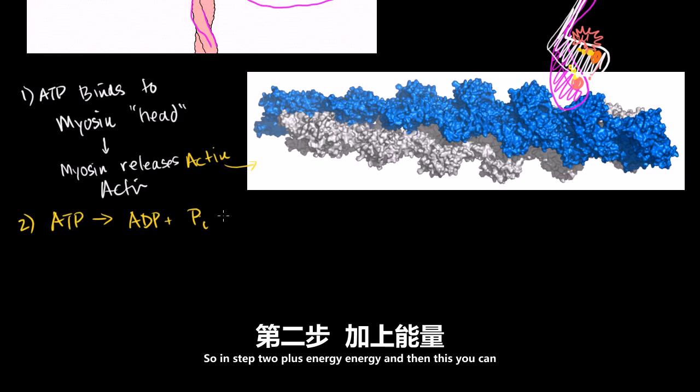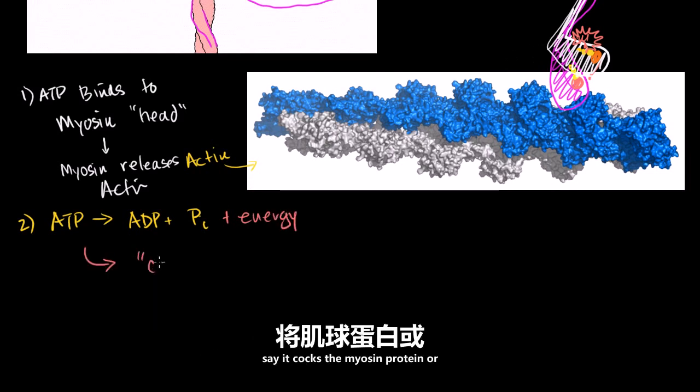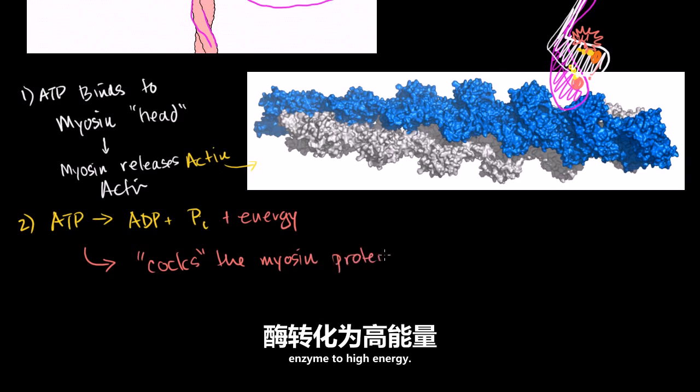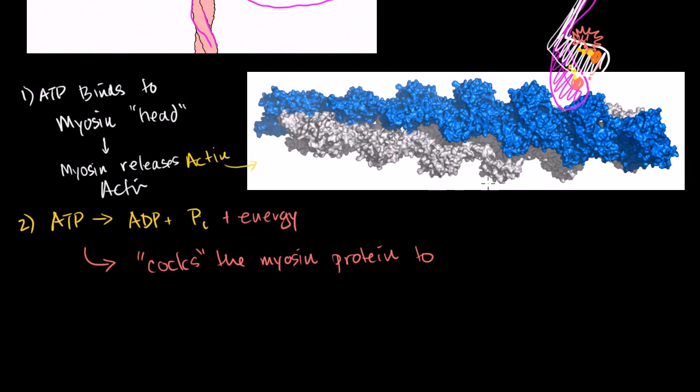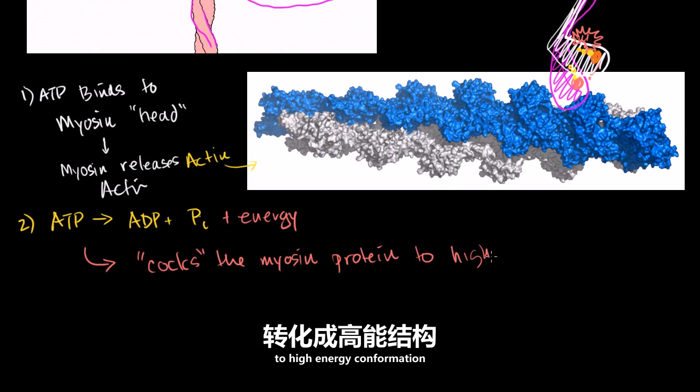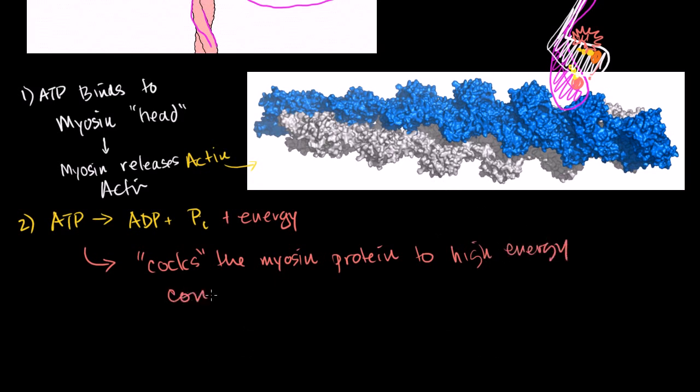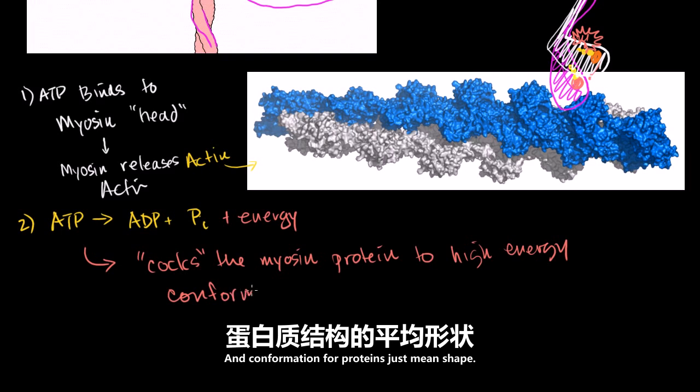So in step 2, plus energy, and then you can kind of say it cocks the myosin protein or enzyme to high energy. You can imagine it kind of winds the spring or loads the spring to a high energy conformation. And conformation for proteins just means shape.